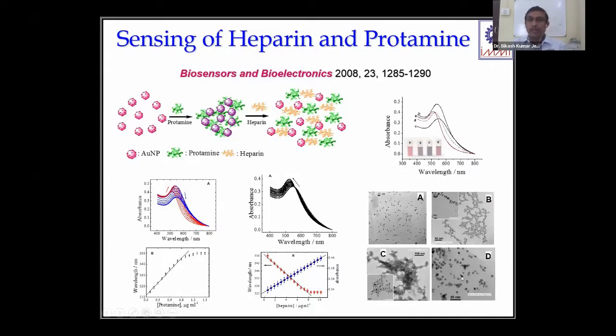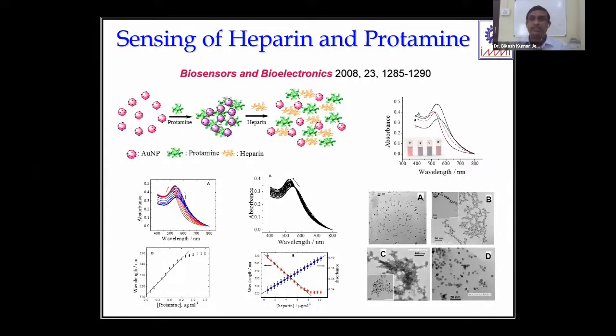But when you add heparin, it is binding to the protamine and releasing the nanoparticle. You can see this interparticle distance again increases. But this is not 100% reversible, because some aggregations are there, but the wavelength somehow will go toward the original position, not exactly the original position, but it can shift in that direction. That means the interparticle distance will again increase.